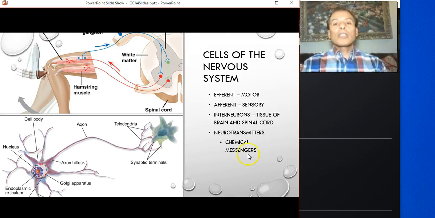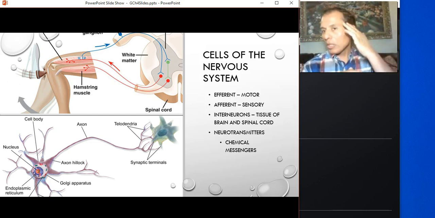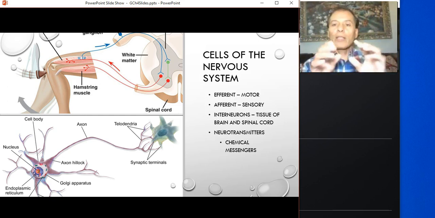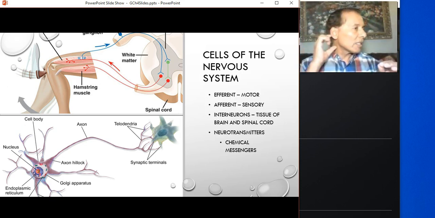So the nervous system, there are two ways to look at it. First, in terms of the anatomy, we divide the nervous system into the central nervous system, that's the brain and the spinal cord, and then the peripheral nervous system, that is all the nerves that come out of the brain stem and out of the spinal cord.